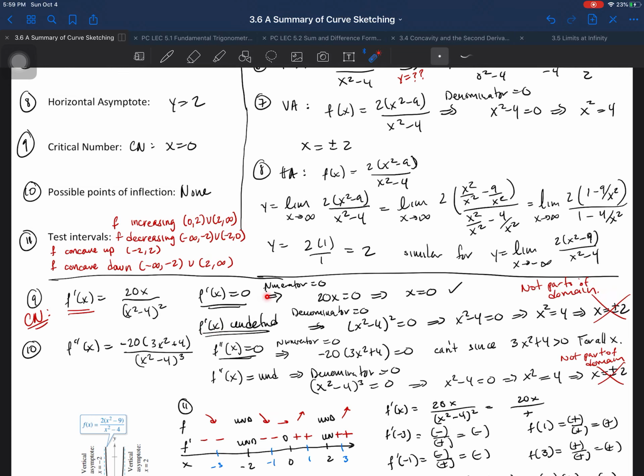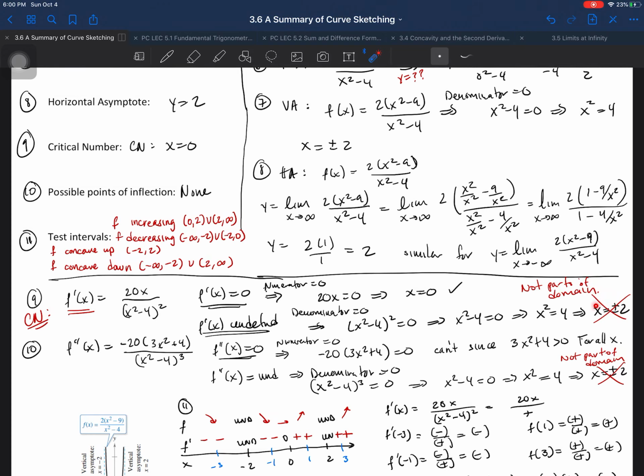Whenever the derivative is 0, this will be the time where the numerator is 0. So we're going to set the numerator equal to 0, and that gives us x equals 0. So that's a possible critical number. Then we have the derivative undefined, and that will happen when the denominator is 0. So we set the denominator equal to 0: x squared minus 4 equals 0, which gives us x squared equals 4, so x equals plus or minus 2. Now I cross these two out because they're not part of the domain.